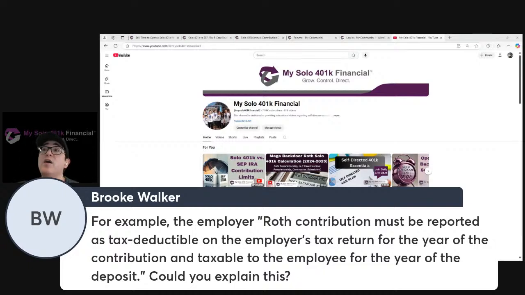So effectively, the self-employed individual, if they make a 2024 employer Roth contribution in 2025, they're going to reduce their taxable income on their 2024 tax return because they're making a tax-deductible employer contribution that's reported on the 2024 tax return. But they're going to raise their income on their 2025 income tax return because that's the year in which the contribution is deposited. They're going to get that 1099-R that they're going to have to then add that income to their 1040 for 2025. Hopefully that makes sense.